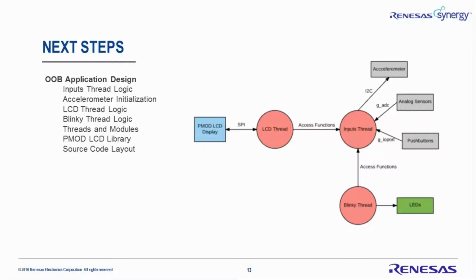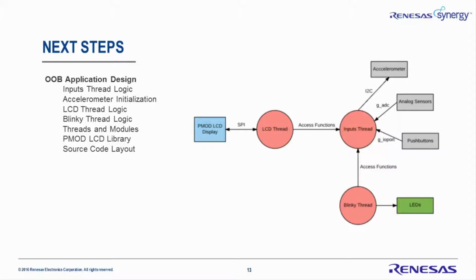The 3 user-defined threads. The blinky thread controls the flashing and chasing of the 3 onboard LEDs. The LCD thread updates the LCD as new data arrives from the 3 analog sensors, and the input thread periodically polls the switch inputs and reads the analog sensor voltages.